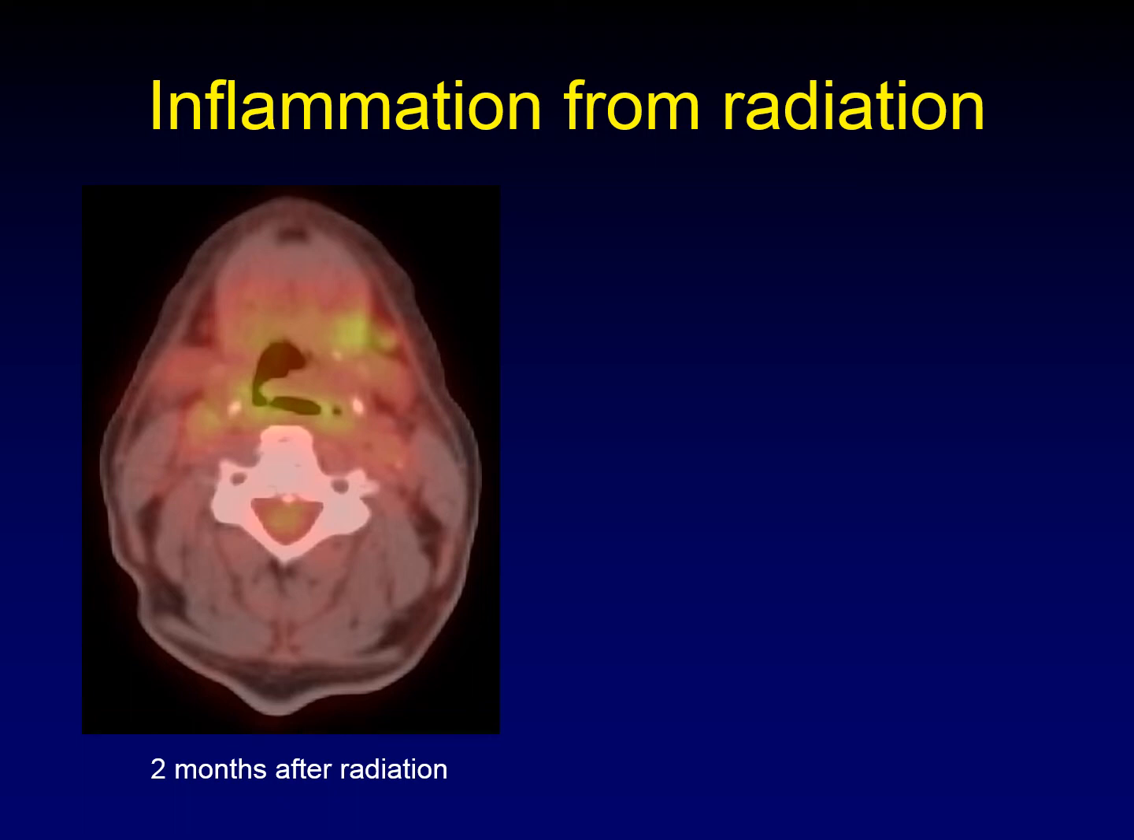Okay, this is an important point. Radiation causes inflammation in lymph nodes. I'm going to say that twice. Radiation causes inflammation in lymph nodes. At first glance, you might look at this PET-CT and say, oh, there's some uptake in this left 1B node. That's pretty worrisome. I'm going to call that a NI-RADS 3. We're 2 months out from the conclusion of the radiation.